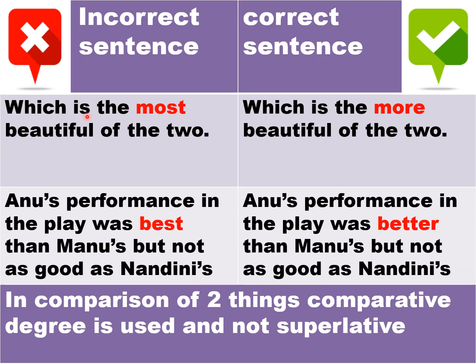When comparing two things or two persons, we must use comparative degree only and we must not use superlative degree. See the examples. Which is the most beautiful of the two? Anu's performance in the play was best than Manu's but not as good as Nandini's. Here in this sentence we are comparing two things and here we are comparing two persons' performance. So we must use comparative degree only.